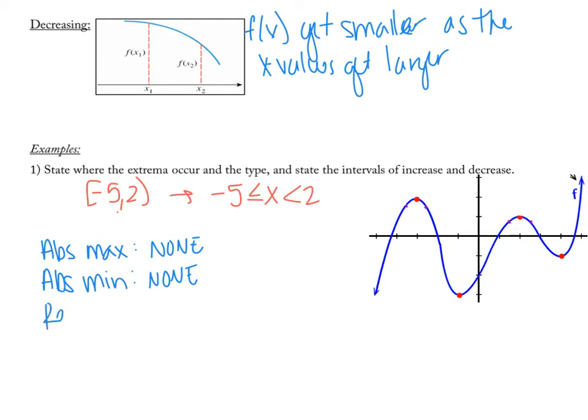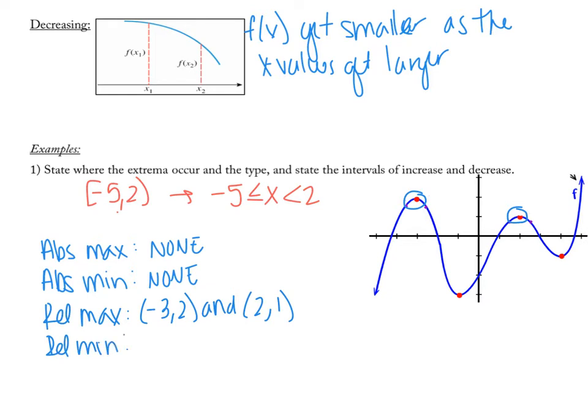All right, relative maxes. So remember that's all of the mountaintops. So we have one there and one there. And we're going to write these as ordered pairs. Okay. And then we're going to do the relative mins. These are the valleys on the graph. So -1, 3, and 4, -1.